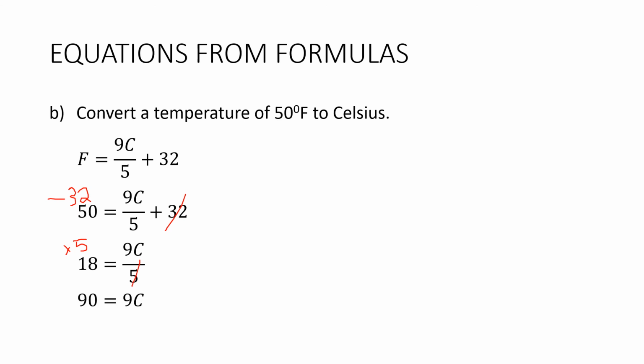Rewriting again, we get 90 is equal to 9 times C. Do you know what the answer is? We can solve that by inspection, can't we? 9 times 10 is 90. So C is equal to 10 degrees Celsius.